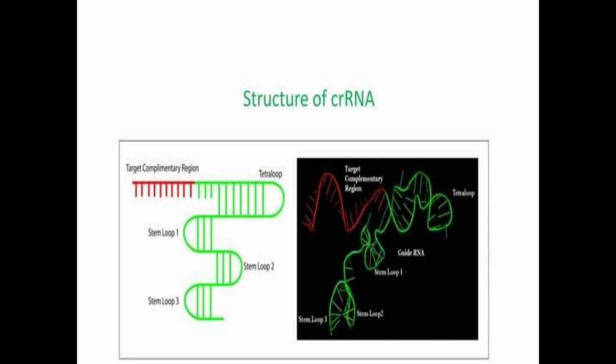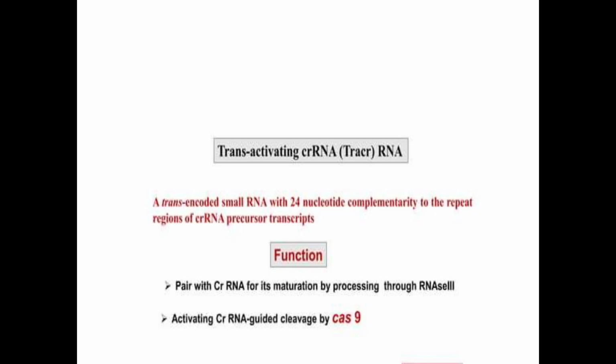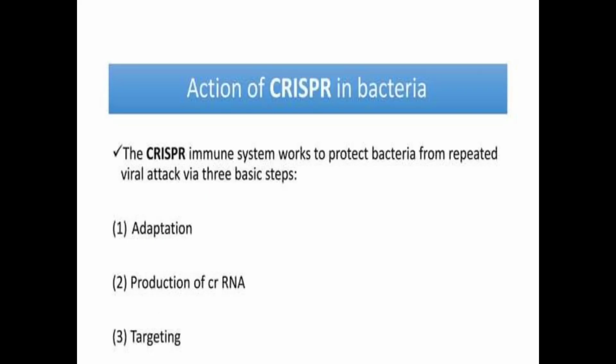Here we can see the structure of crRNA. Trans-activating crRNA, tracrRNA, is a trans-encoded small RNA with 24 nucleotides, complementary to the repeat regions in the crRNA precursor transcript. It pairs with the crRNA, and it is matured by RNase 3. Then the activated crRNA guides the cleavage by Cas9.